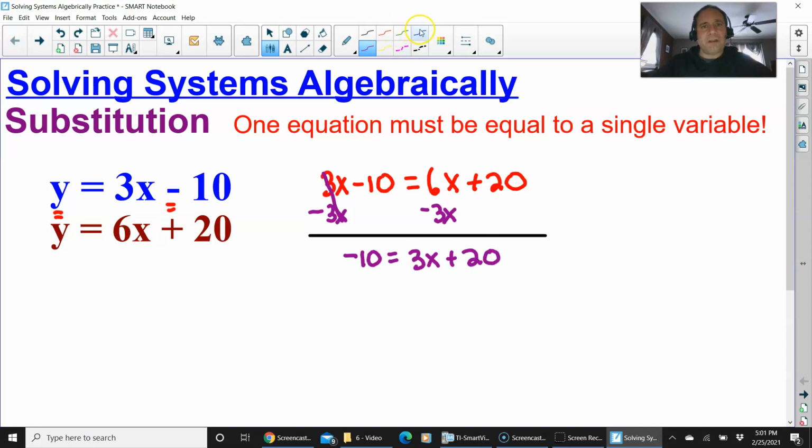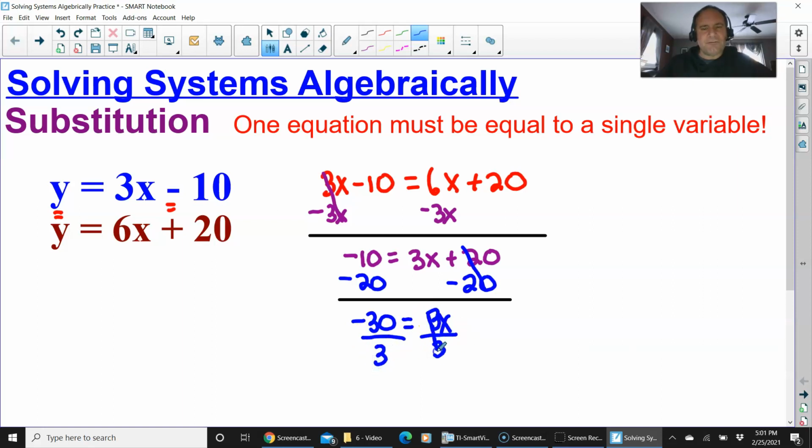To solve for the rest of this equation, remember you have to isolate the variable, and in this case the 3x plus 20 is on one side. We're going to bring that positive 20 over, and by using inverse operations subtract 20 on both sides. Negative 10 minus 20 is negative 30, and you bring down the equal sign. You also bring down the 3x. You divide by 3 as a last and final step. The 3's cancel. x equals negative 10.